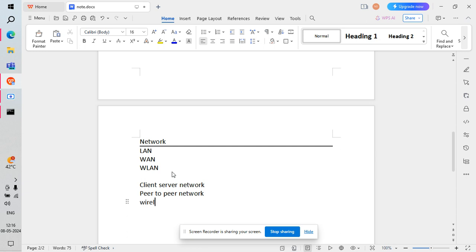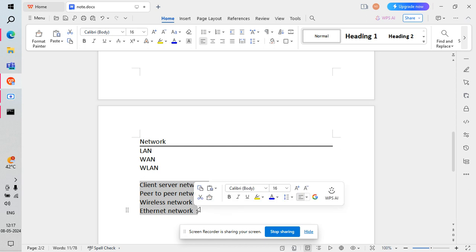Next one is wireless network. Wireless networks use radio waves to connect devices instead of physical cables. The best example is Wi-Fi, which is used in LAN and WAN. And the next one is Ethernet network. Ethernet is a widely used networking technology for LANs, allowing devices to communicate over a wired connection using an Ethernet cable. So these four are network categories based on their purpose.